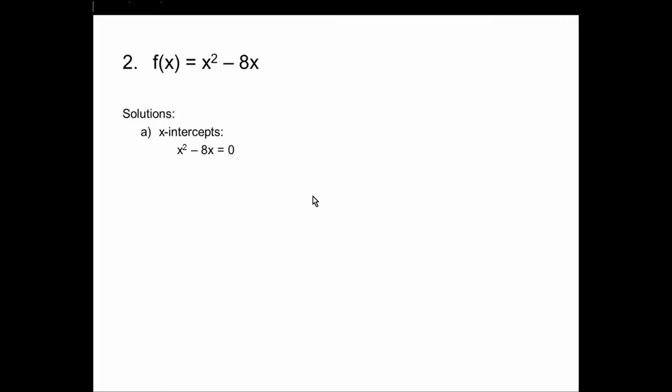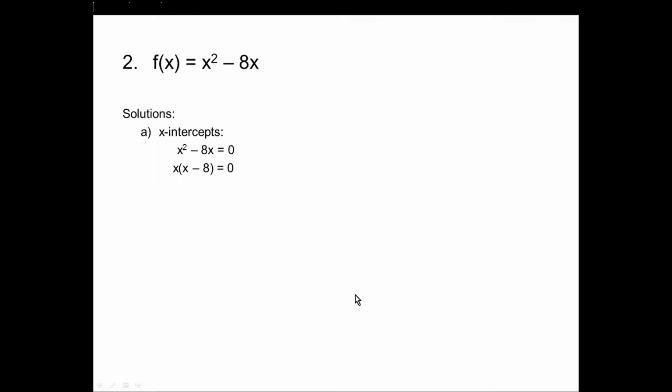Number 2. f of x is equal to x squared minus 8x. Notice there is no constant. The constant is 0. For part A, the x-intercepts, you're looking at x squared minus 8x equals 0. On the left, I can factor out an x, leaving me x minus 8, so I have x times x minus 8.